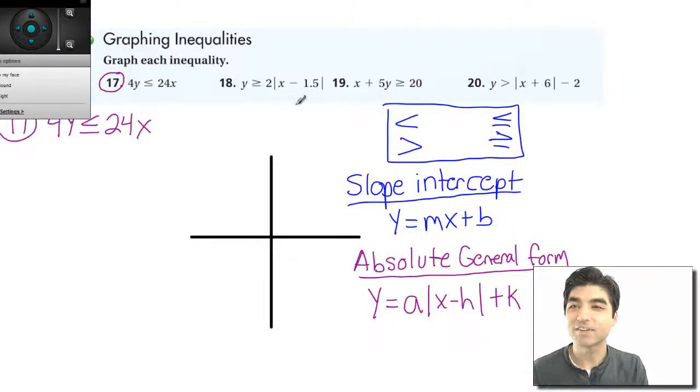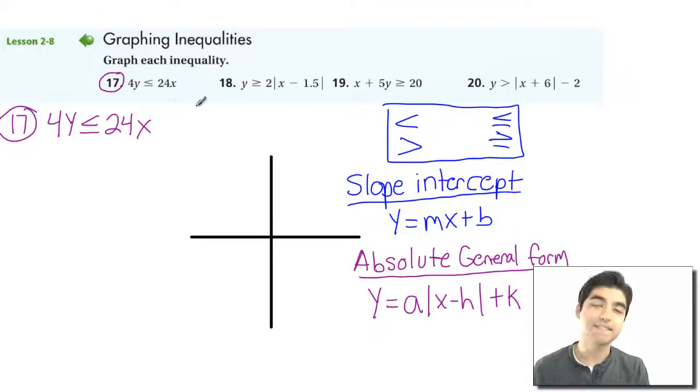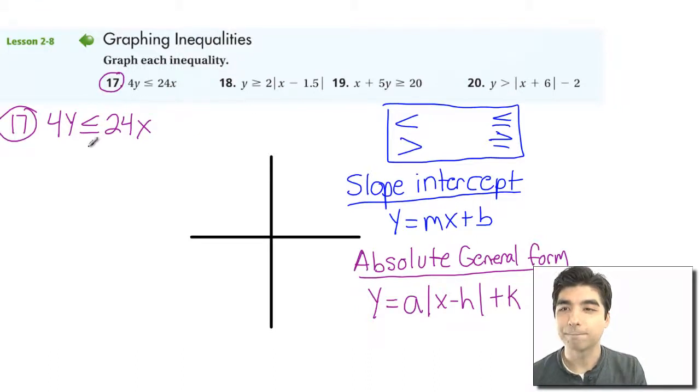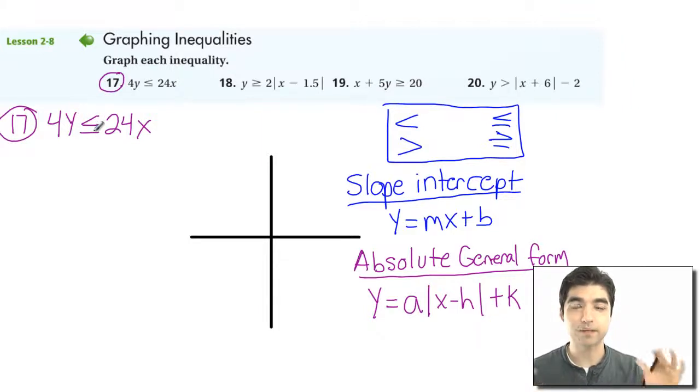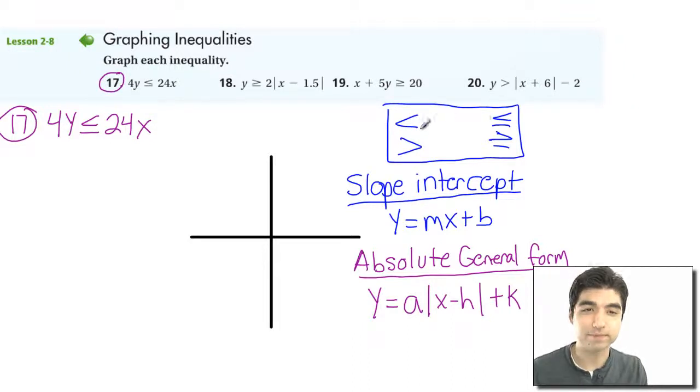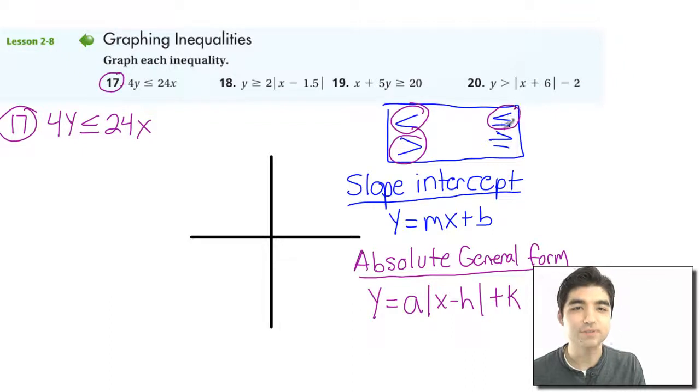Hey, so these are the problems 17 through 20 for the chapter 3 getting ready assignment. And on these, they want us to graph the inequalities. The difference with inequalities, instead of equal signs between the two parts of the equation, they have these things called inequality symbols, like less than, greater than, less than or equal to, greater than or equal to.